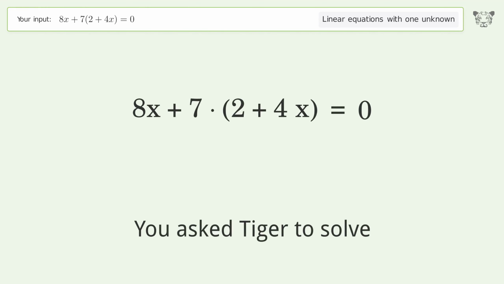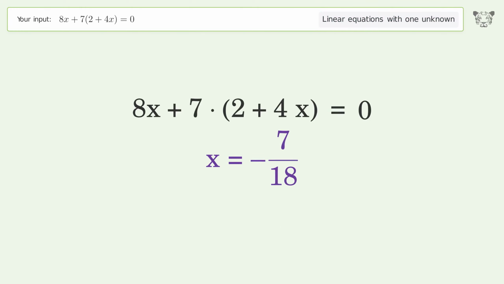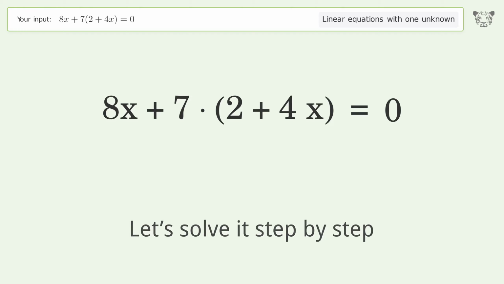You ask Tiger to solve this. It deals with linear equations with one unknown. The final result is x equals -7/18. Let's solve it step by step.